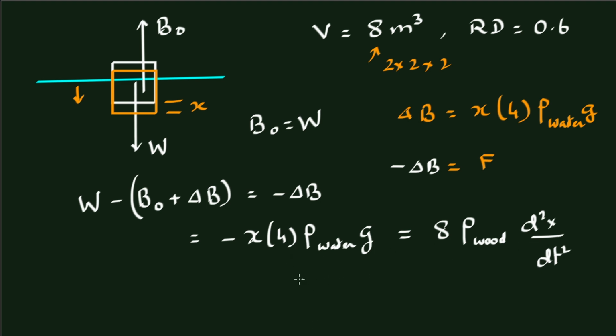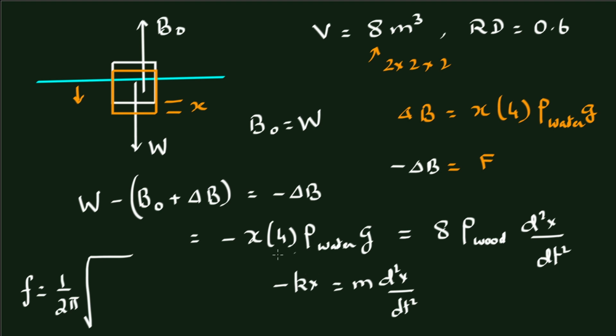Let's compare this again with simple harmonic motion. Minus kx is equal to m d2x by dt squared. The equations are identical. Instead of k, we have 4 times density of water times g. And instead of m, we have 8 times density of wood. So the frequency of oscillation is going to be 1 over 2 pi square root of k by m. What is playing the role of k? 4. Let's take g as 10. So that is 40 times density of water divided by 8 times density of wood.